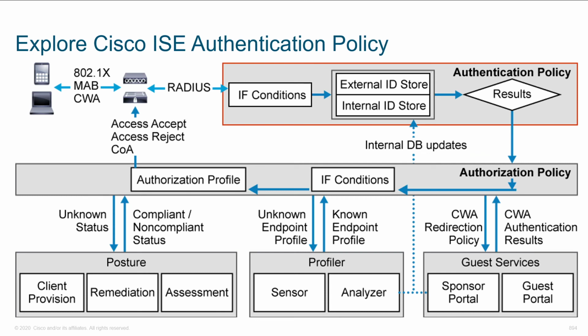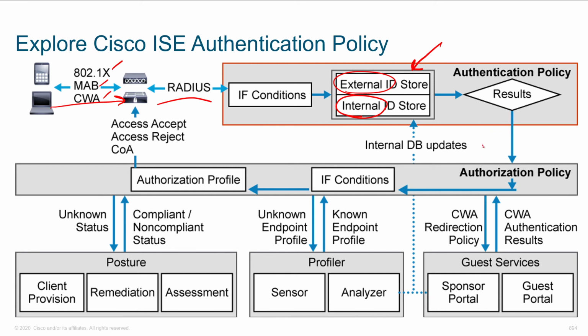Here's how the policy set works under the hood. Essentially, you've got your authentication method: .1x, MAB, or WebAuth. Once you try to pass those credentials along, they're going to be relayed via RADIUS. And that RADIUS request is going to hit these if conditions, which basically get us to an identity store. Like we said, it could be internal, like those MAC addresses, or external, like AD, which is going to lead us to some results. They're going to pass or fail.